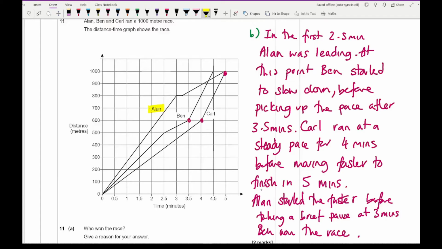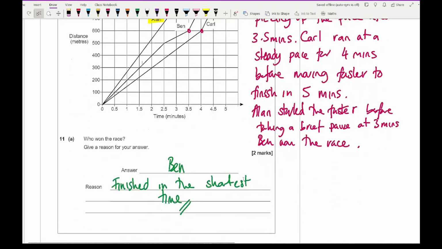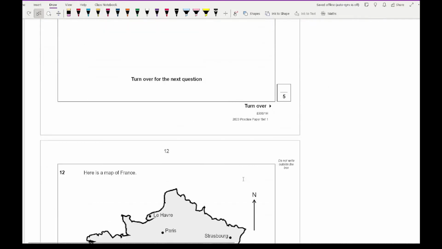For Ben, he started at a steady pace. He then slowed down before picking up the pace again after 3.5 minutes to win the race. And Carl ran at a steady pace for 4 minutes and then ran faster to finish at the same time as Alan. So something along those lines would be absolutely fine for 3 marks.